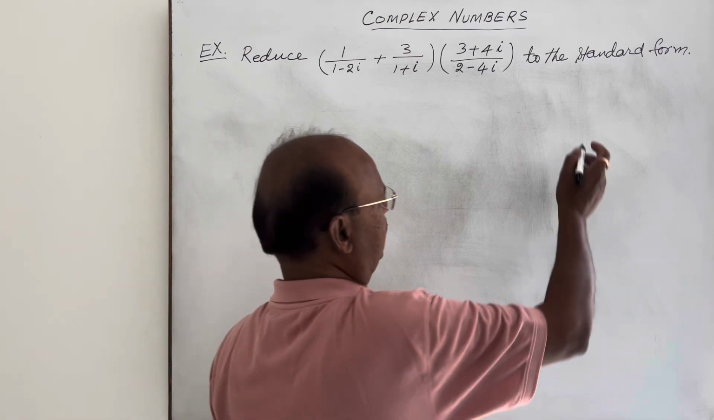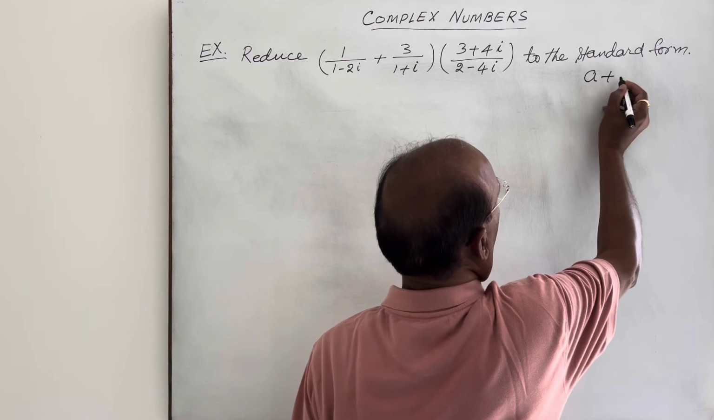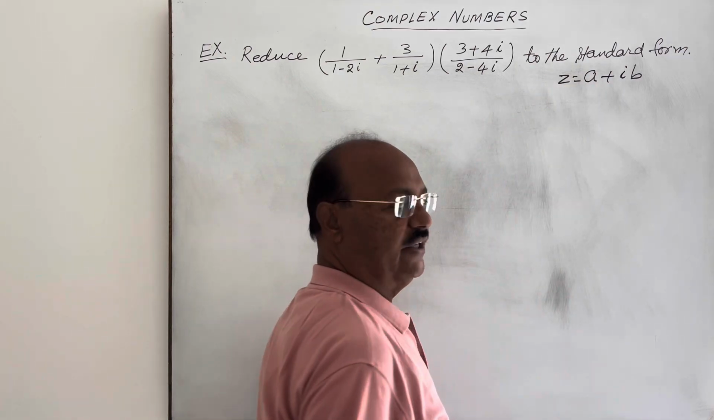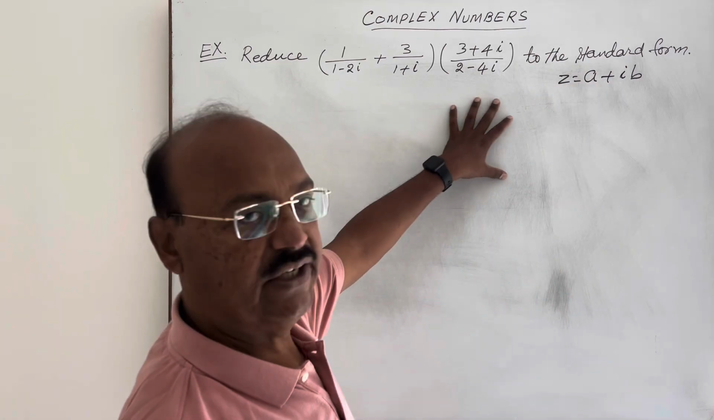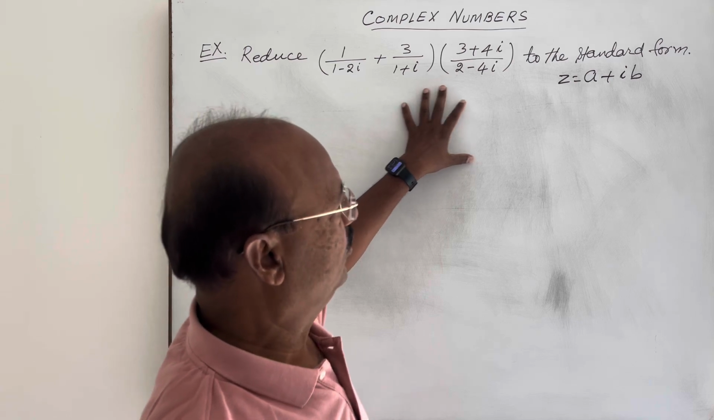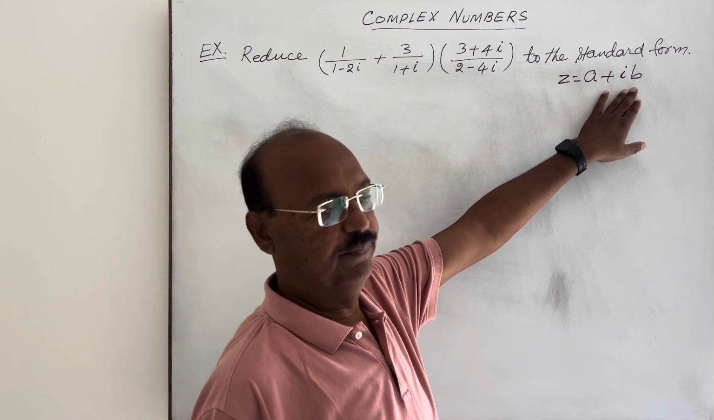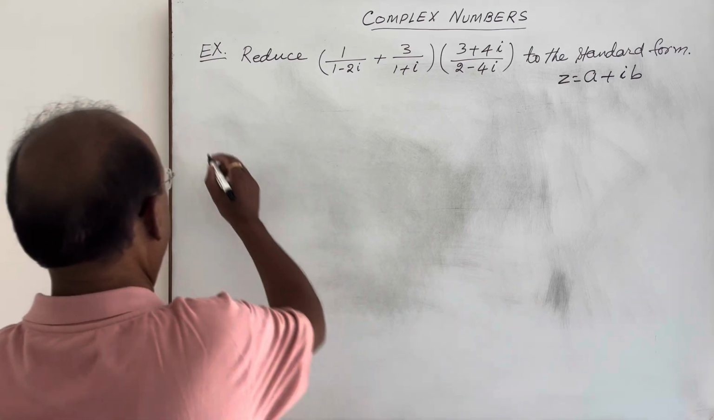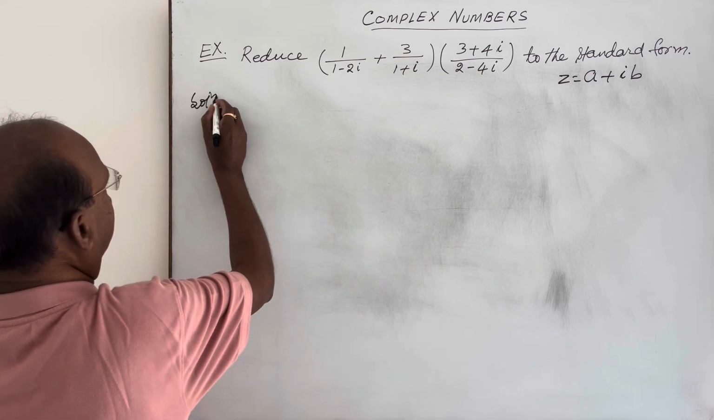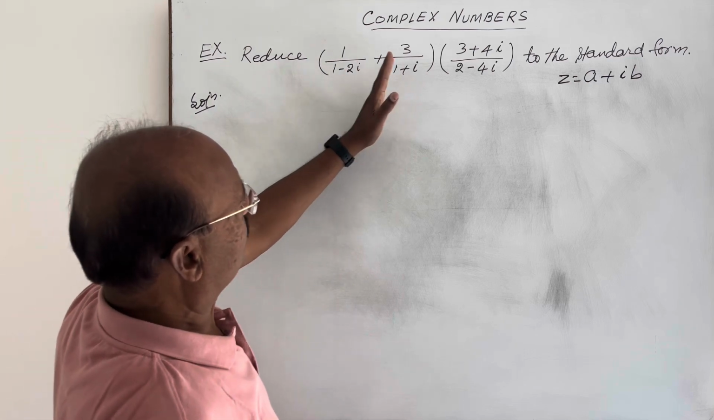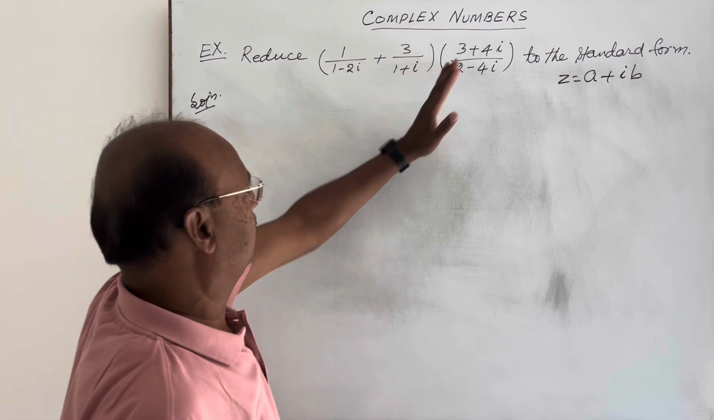As we know, the standard form of any complex number z is a plus ib. So we have to simplify it and reduce it to the form a plus ib. Correct? So let us see the solution here. We will simplify each of these terms separately first of all.